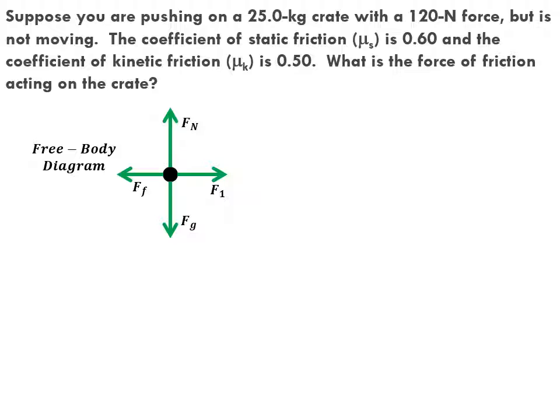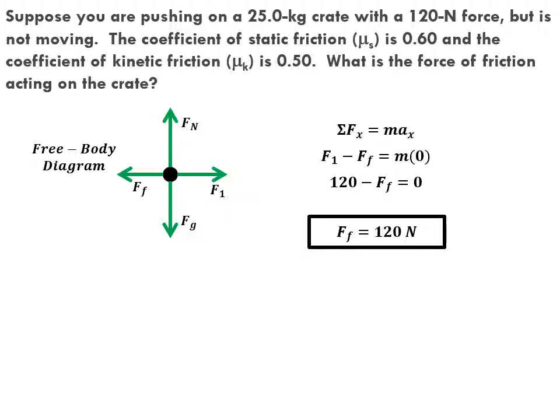So because of the free body diagram, where the net force in the x direction is going to be equal to 0 because it's balanced, that means that the force of friction subtracted from 120 is going to be equal to 0. We'll take that to the other side. The force of friction is going to be 120.